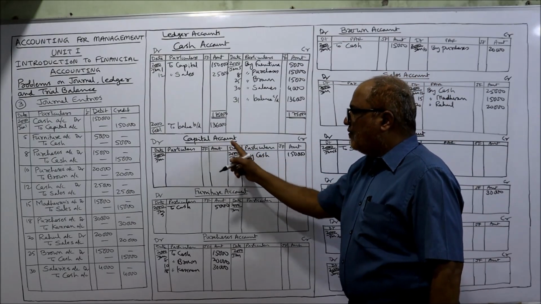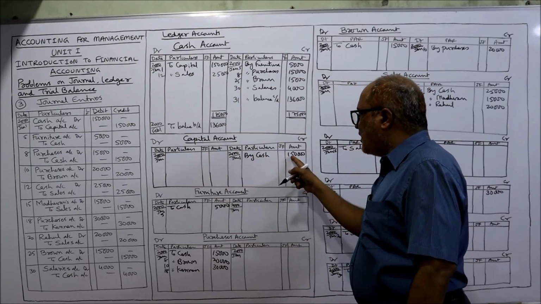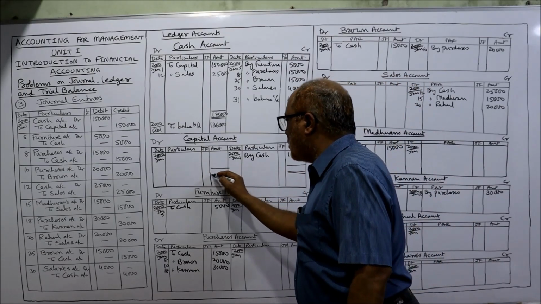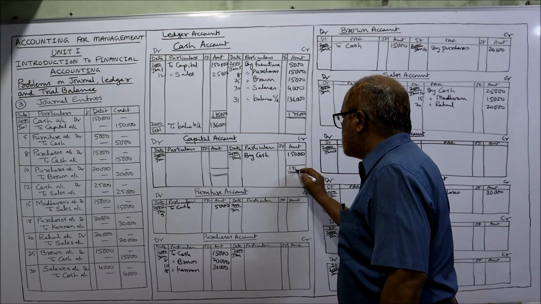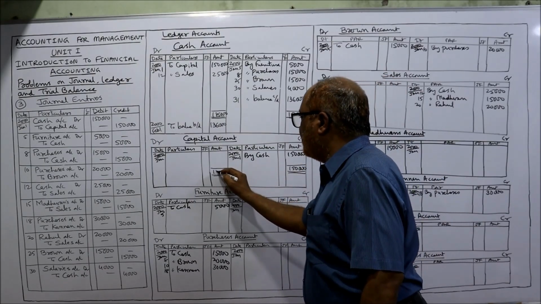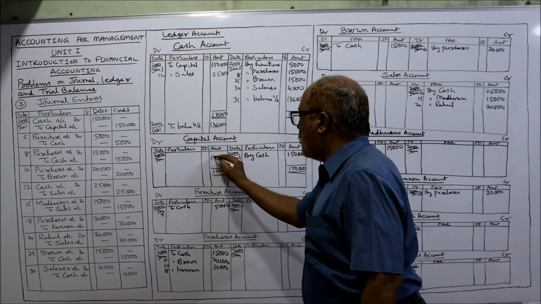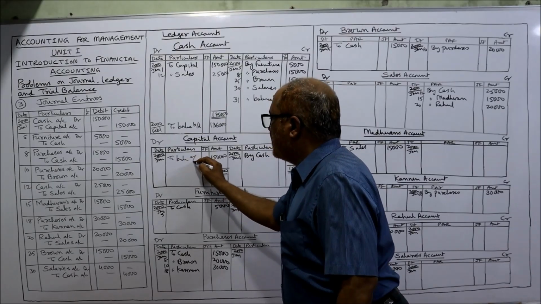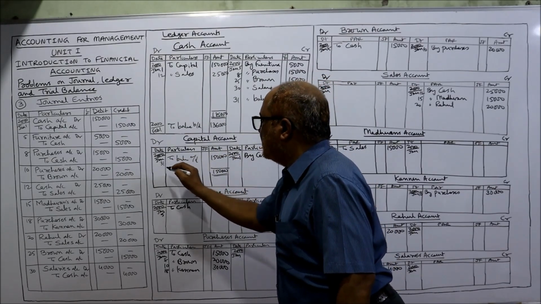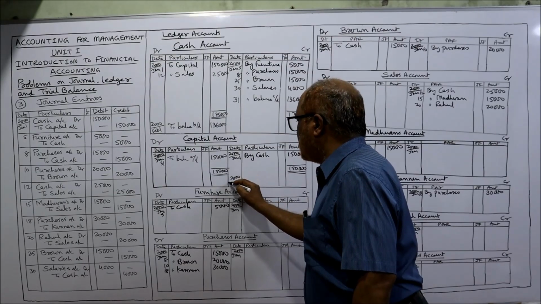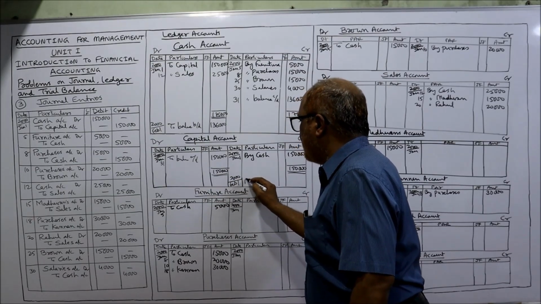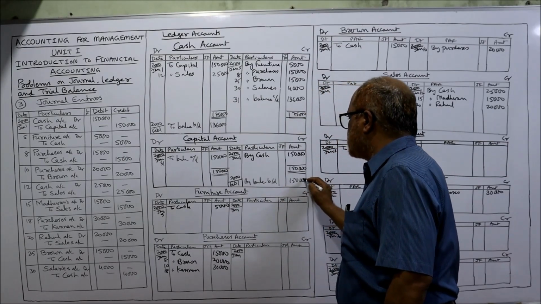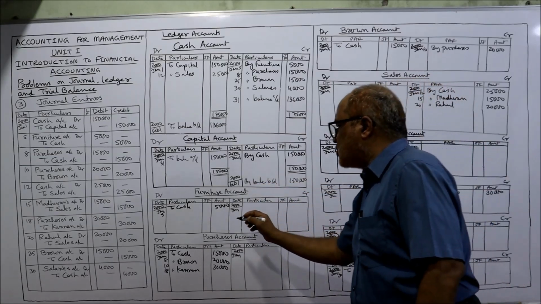Similarly, capital account. We don't have anything on the debit side, but on credit side we have 1,50,000. So same 1,50,000, I will take it on both the columns. Now here 1,50,000 to balance carried down. This is the last date, 31st. Now opposite side, February 1st, by balance brought down 1,50,000. This is the balancing.